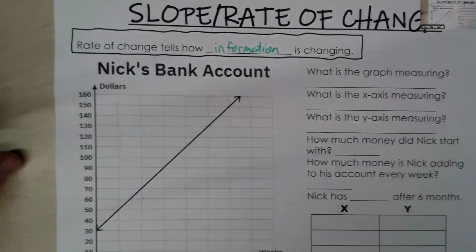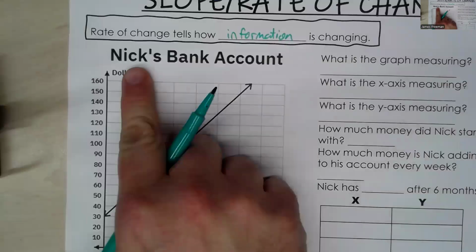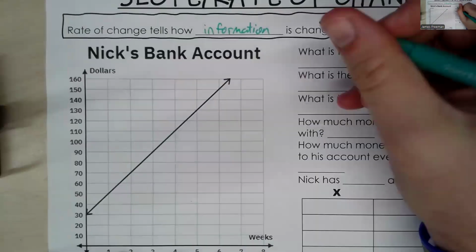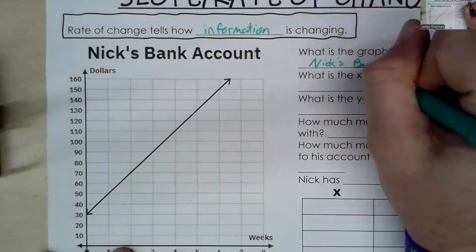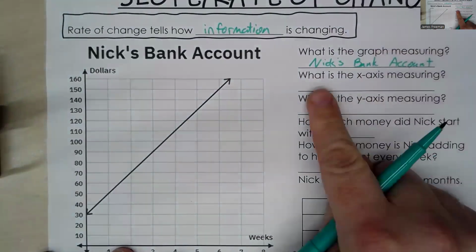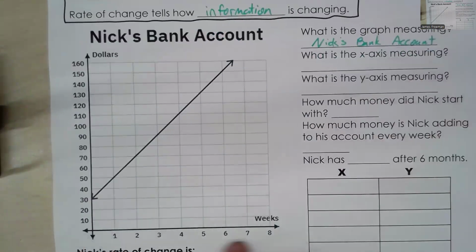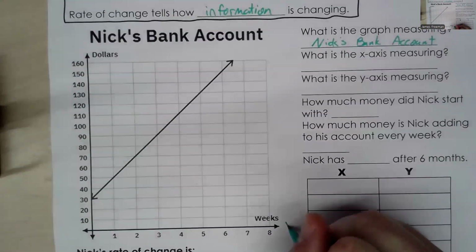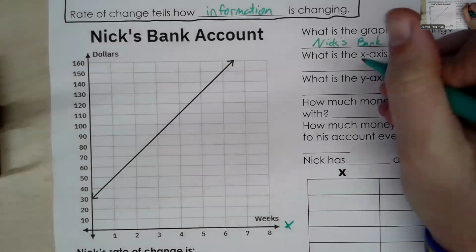Okay. So the first question says, what is this graph measuring? Well, the title says Nick's bank account. So it is measuring Nick's bank account. Easy enough. Right? And what is the x-axis measuring? So remember, our x-axis is down here. Right? So the x-axis is measuring the number of weeks. We're going to say weeks.